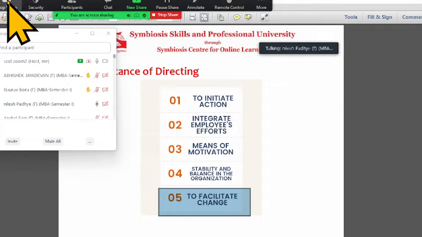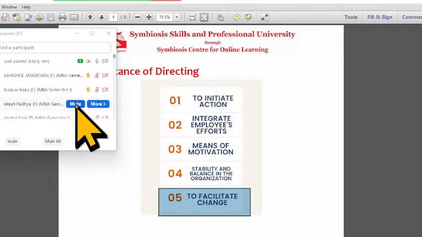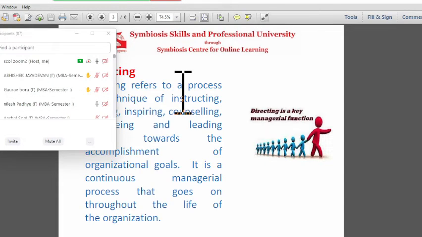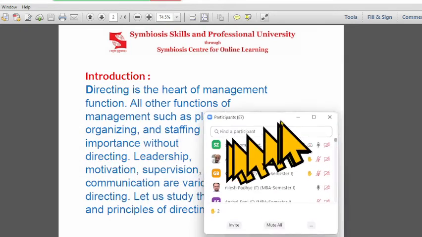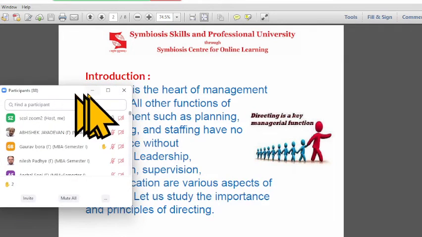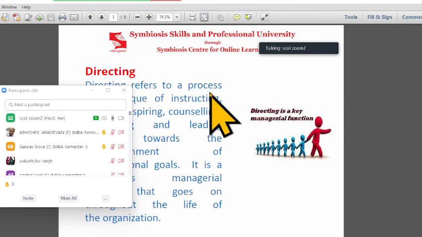So sir, here we can consider a director as a support system to the organization as well, right? Right. Yes. In fact, the first slide was talking about that. Directing is the heart of management function, right? And not only a support system, but it is the heart. This is what the first slide was talking about.